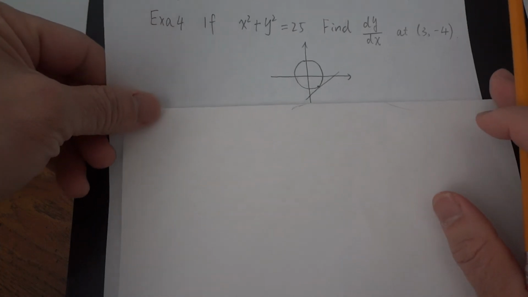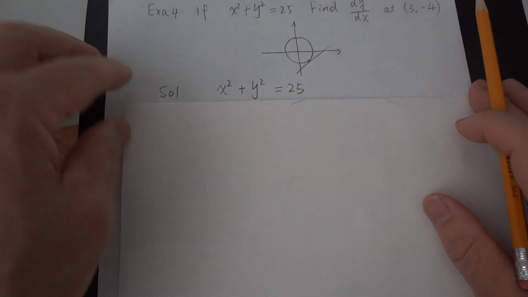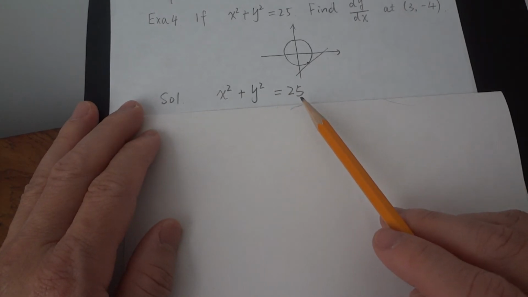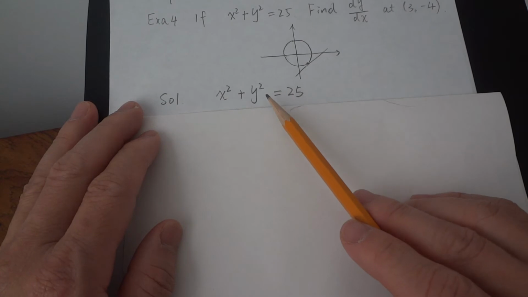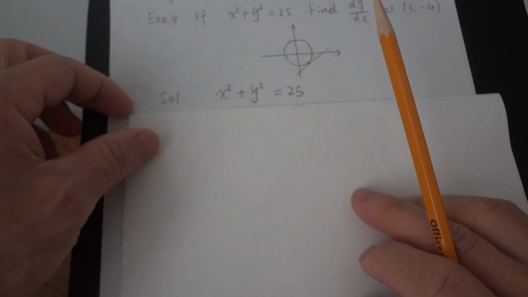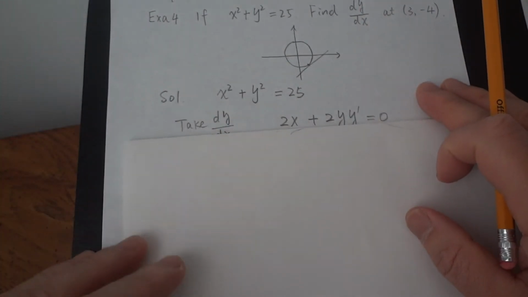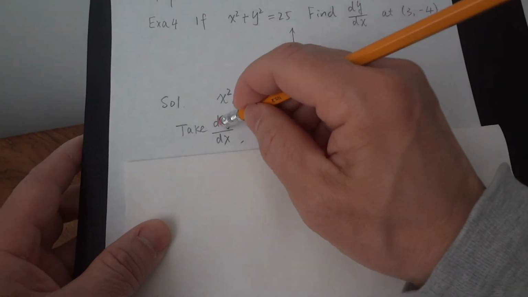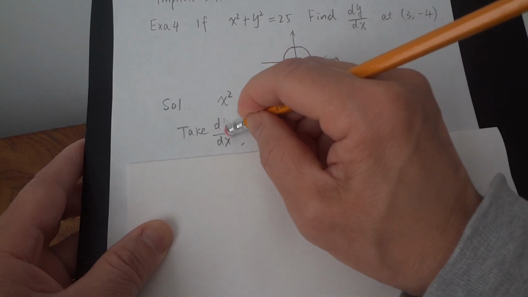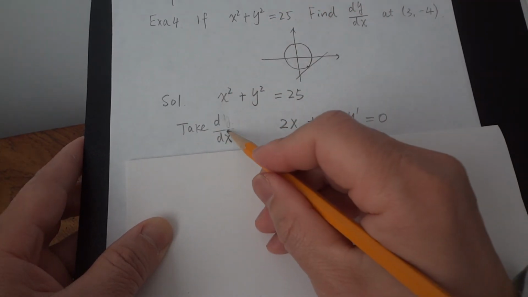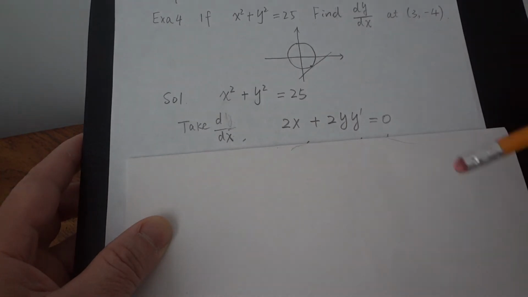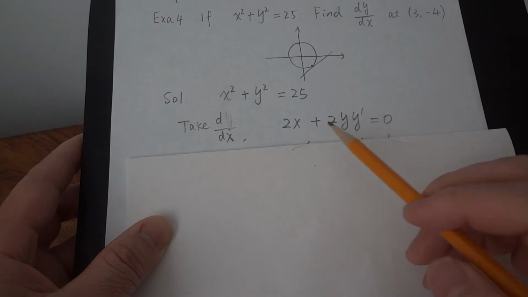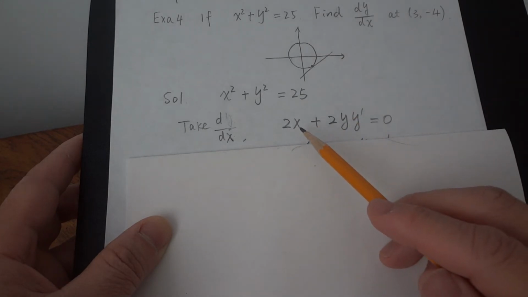Alright, so to do this implicitly, we start with the equation. Just rewrite the equation here, and then take the derivative with respect to x on both sides. In other words, you take d/dx on both sides. I should say d/dx, not necessarily dy/dx, but just d/dx on both sides, which will involve dy/dx. If you look at the first term, x squared, it obviously gives you 2x.